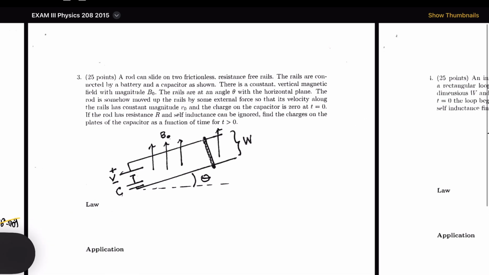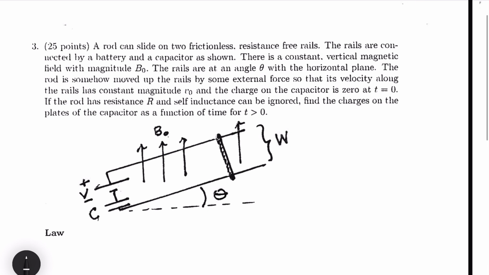Now 3 and 4 are a little interesting. They're interesting problems. So a rocket, but this one's not too bad. The other one, number 4, is a little tricky. Let's see right now. A rod can slide on 2 frictionless, resistance-free rails. The rods are connected by a battery or capacitor as shown.